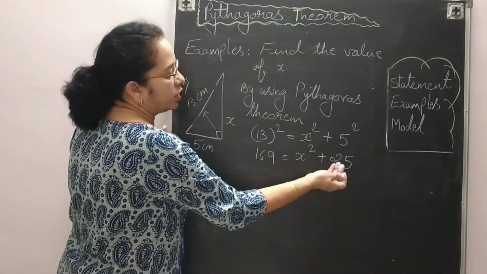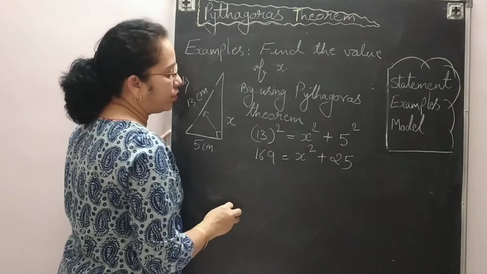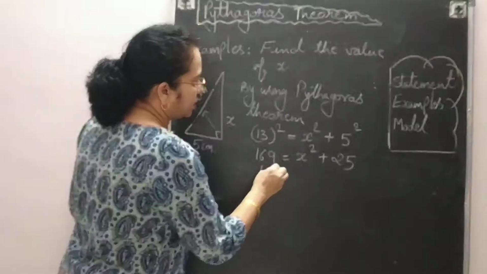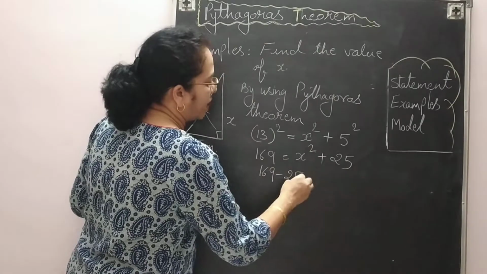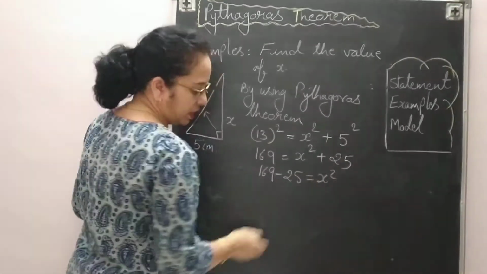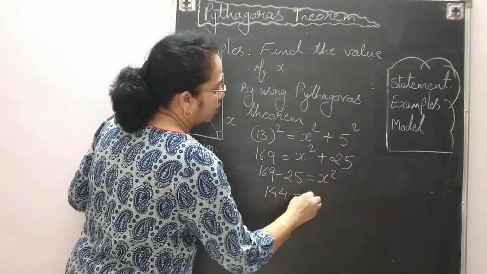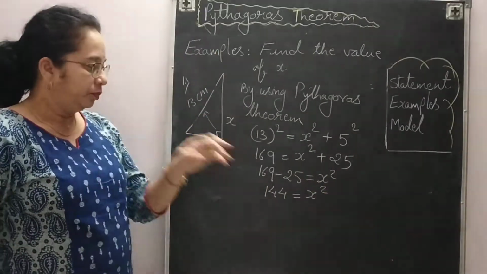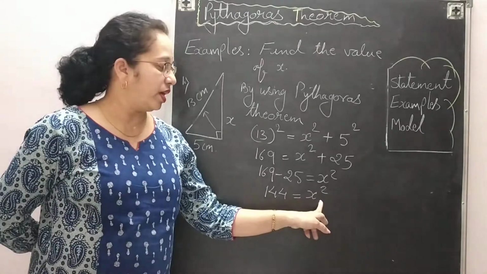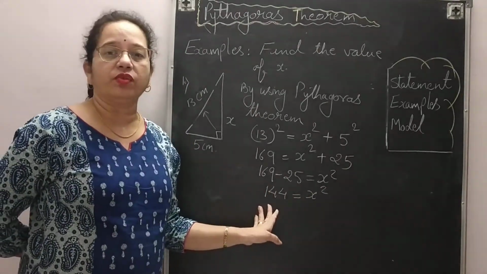So now next step, this 25 will become minus 25. So 169 minus 25 will give you x square. Just subtract this. You will get 144 is equal to x square. Since this is square, so here we will find the square root of 144.